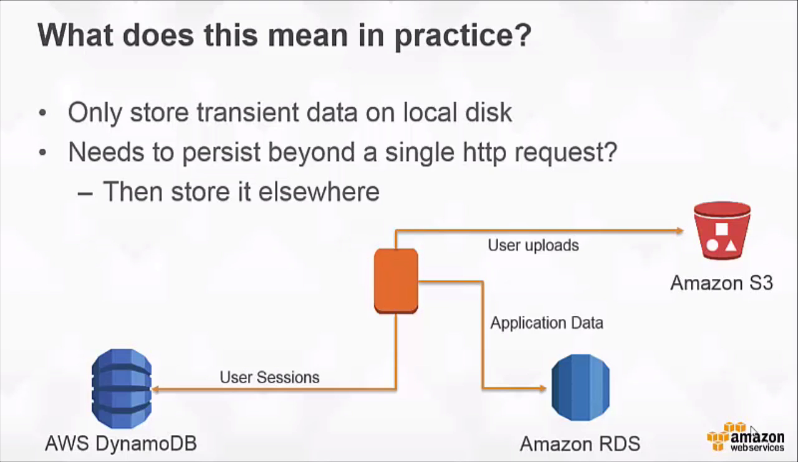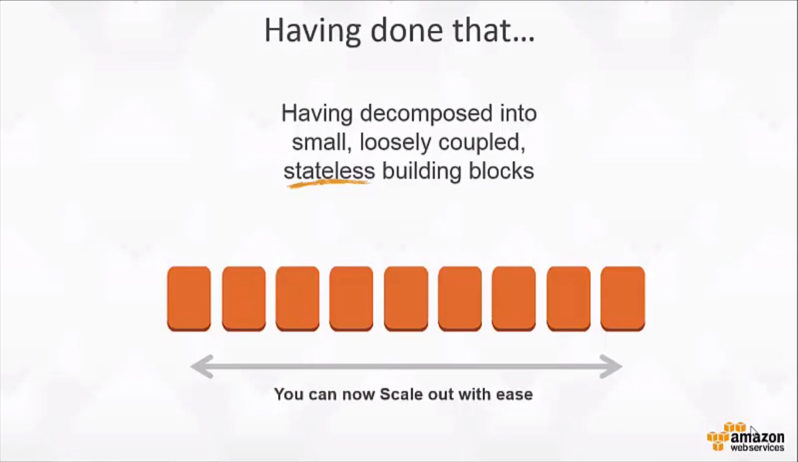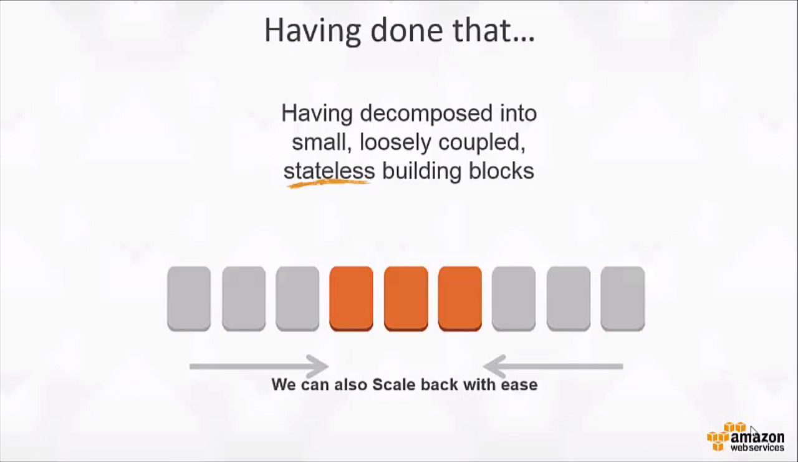In our example, we have already done the hard work. We store user uploads on S3 and user sessions on DynamoDB, and everything else persists on the RDS database. Having done that, we can simply add more servers when we need them. But more importantly, we can terminate any of them at any point in time. None of them stores any important data that I have not stored elsewhere.